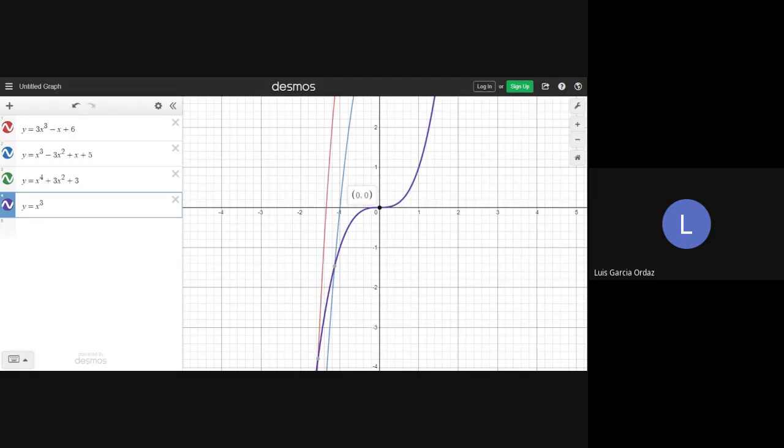So basically x cubed is 0. Okay, so max is n minus 1. Minimum depends on the parent function. So if it's like x to the 7, the maximum number would be 6, and the minimum would be 0. So you said x to the 7, right? Yeah. Max turning points is always n, the exponent, minus 1. Okay. So that's the max. The minimum number of turning points depends on the parent function.